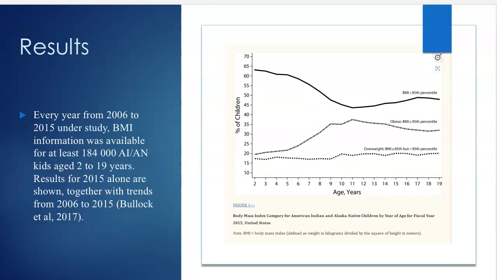Results. Every year, from 2006 to 2015, under study, BMI information was available for at least 184,000 American Indian and Alaskan Native kids ages 2 to 19 years old. Results from 2015 alone are shown, together with trends from 2006 to 2015. This information is located in the chart to the right of the page.